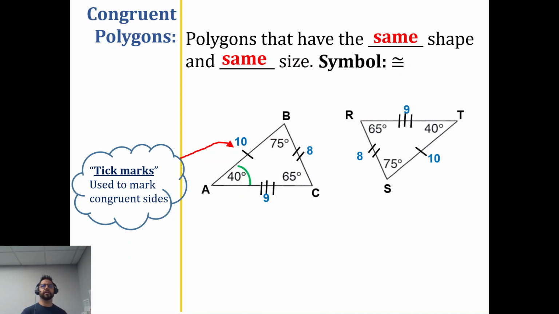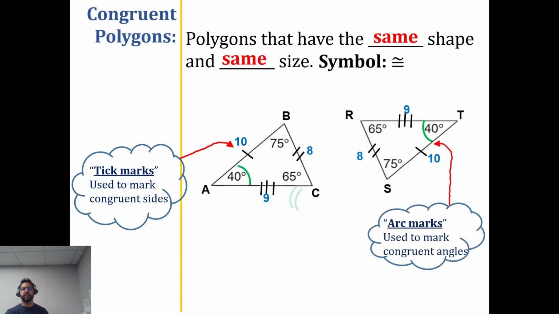Then we have our arcs. The arcs are referring to the angle measurement. And again, we're going to match them up. Of course, the 40 matches up with the 40. But if you didn't have those visible numbers, we're going to show you again how you can match up your marks and then match up your arcs. So that would be arc 1. Then we have arc 2, 65 degrees with 65 degrees. And then, of course, arc 3.